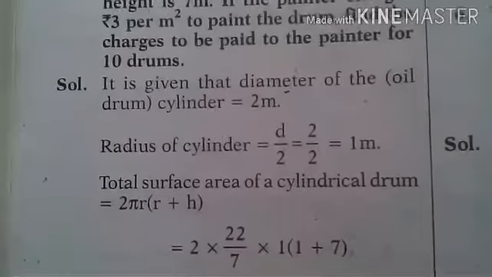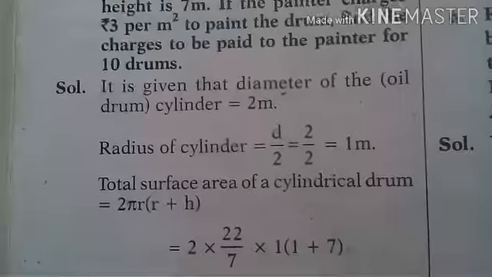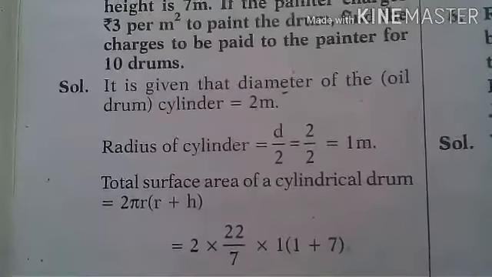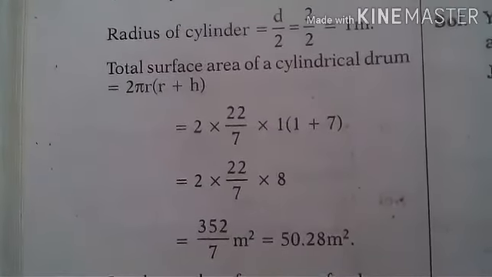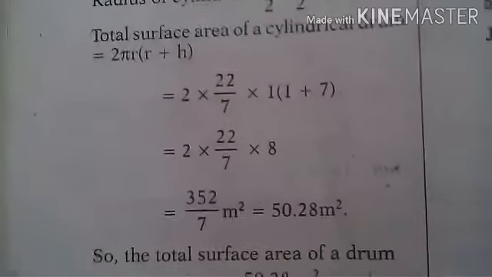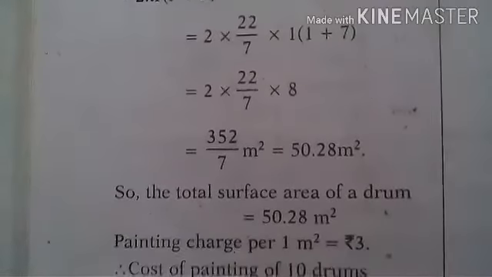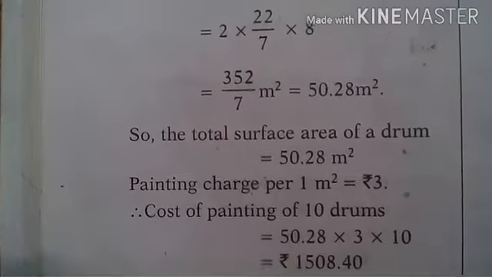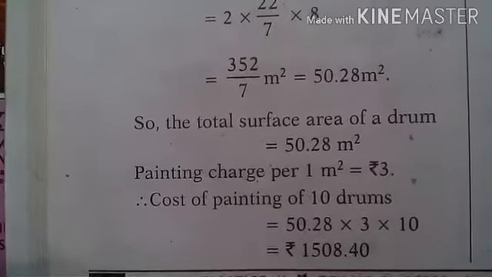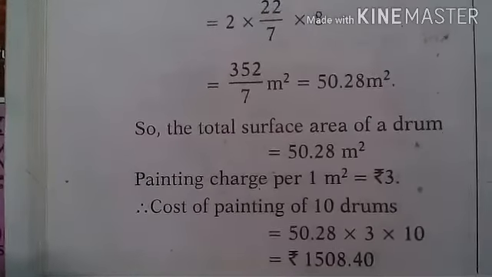So given diameter is equal to 2 meters. So diameter can be converted into a radius. D by 2 is equal to 2 by 2 is equal to 1. Total surface area of cylinder is equal to 2 pi r into r plus h. Now substituting the values, we will get the total surface area of the drum is equal to 50.28 meter square. So painting charge for 1 meter square is equal to 3 rupees.